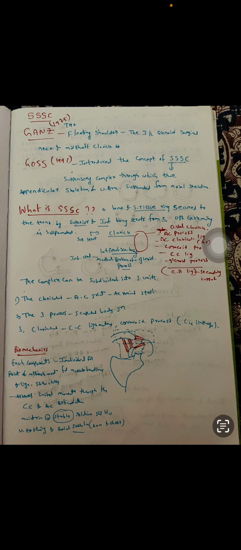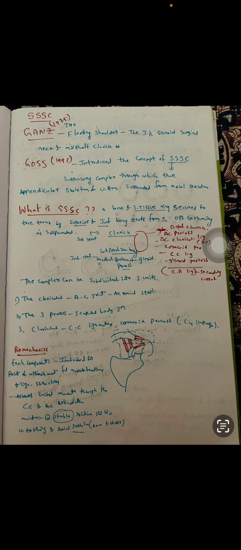The complex can be subdivided into 3 units. The first unit is the clavicular, acromioclavicular joint and acromial strut. The second unit is the 3 process, that is the acromion process, coracoid process, and the glenoid process and scapular body junction. The third unit is formed by the clavicle, the coracoclavicular ligament and coracoid process. This is called the C4 linkage.